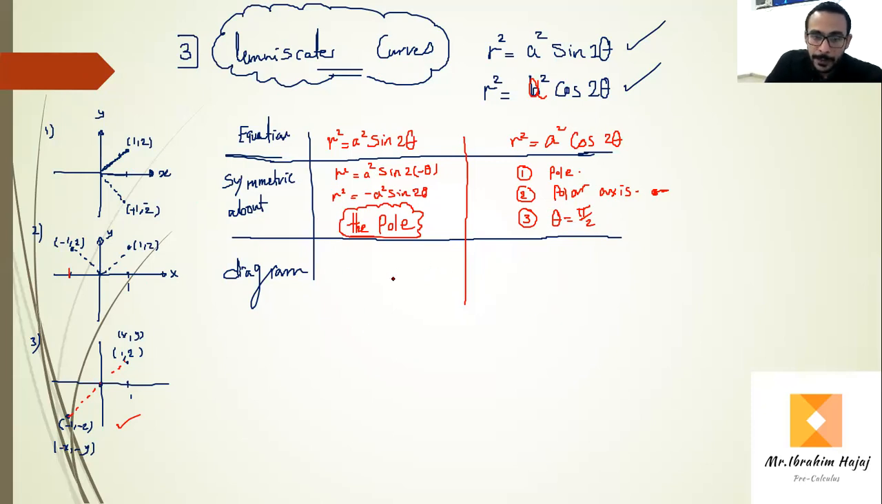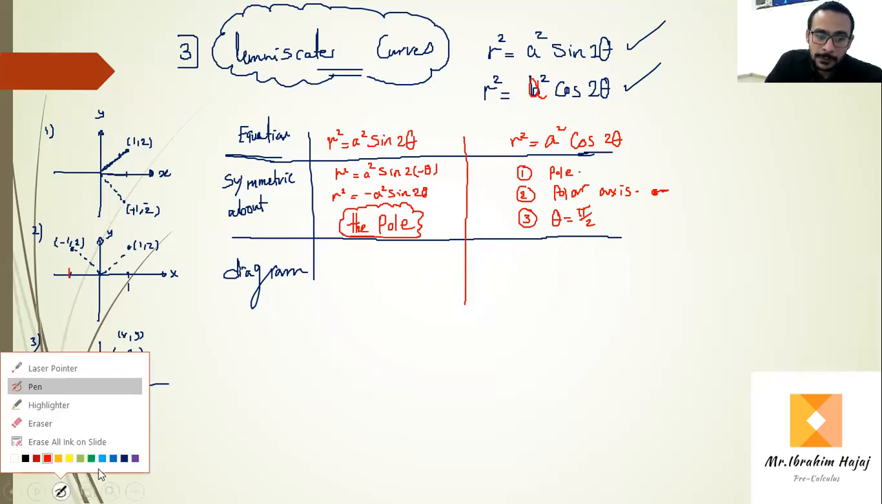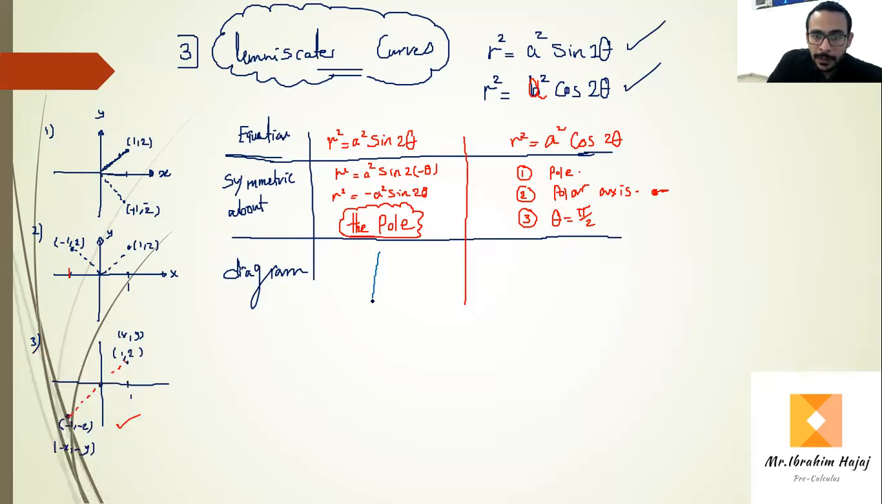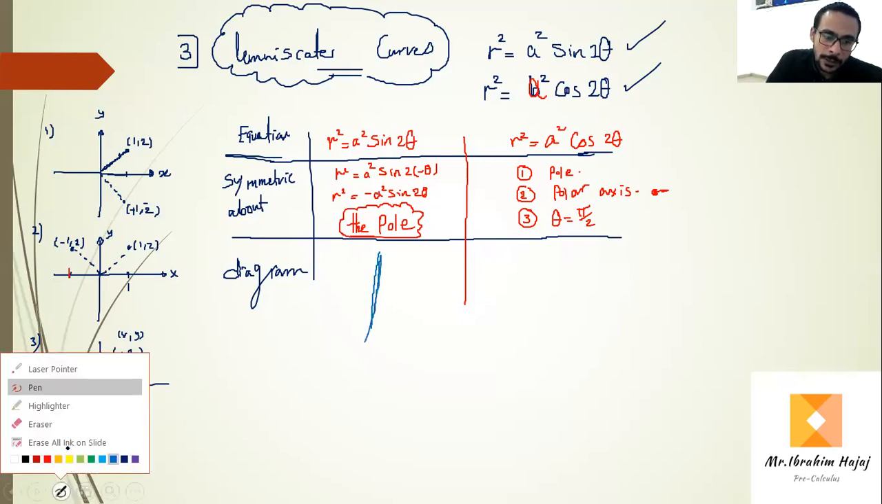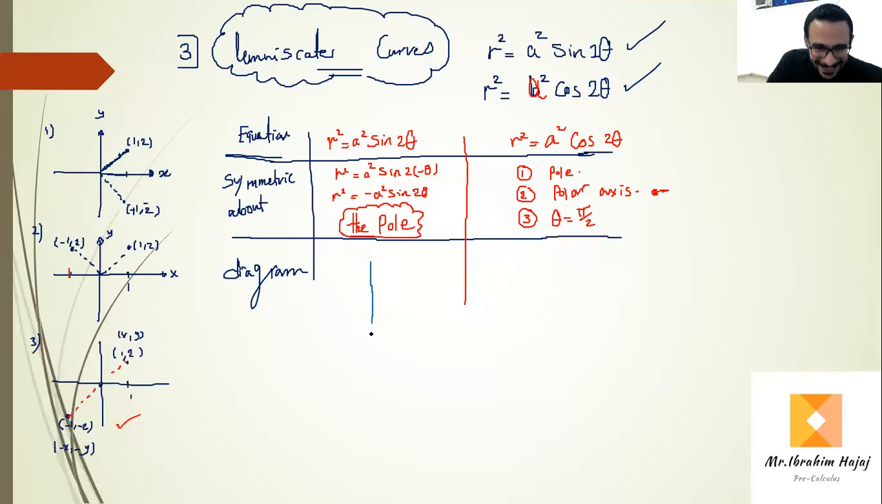The diagram of the first one, when it's r squared equals a squared sine 2 theta, is going to be like the infinity. And I said here it's symmetric about the pole, like the third case. So about the center, like this. And your graph is going to be here. I'm going to move counterclockwise.